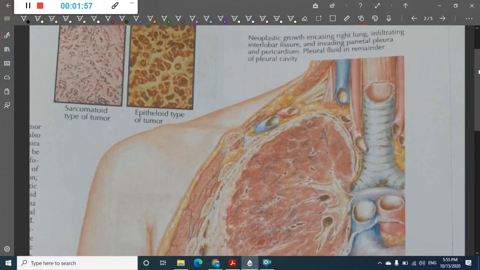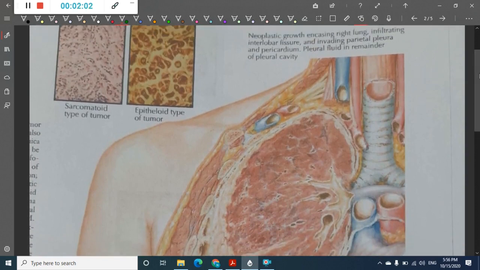So this is the neoplastic growth encompassing the right lung and infiltrating the interlobar fissure. It is mainly invading the parietal pleura and pericardium. It mainly involves the parietal pleura.